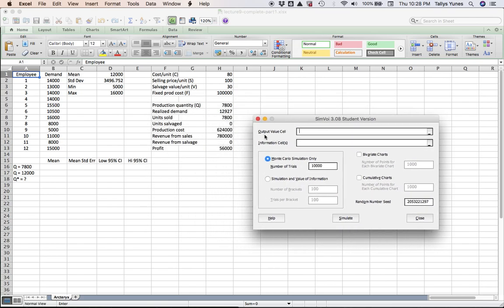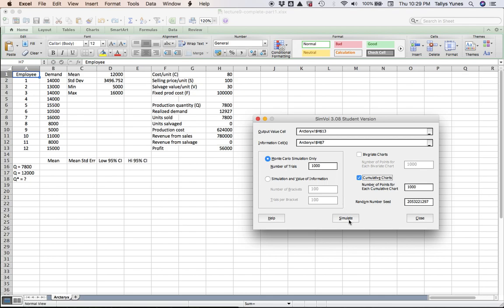Okay, so the output value cell is the main output you're looking at, profit for us. If you want to look at other outputs and record what's happening to them, because they're also important, you can list them here under the information cells part. For us, let's also look at the demand, and we'll see why in a minute. It asks you how many trials you want to run. The default is 10,000. It's a little bit too much for this exercise. Let's just do 1,000. The other thing I wanted to check is the box that says cumulative charts. I'll tell you what those do.